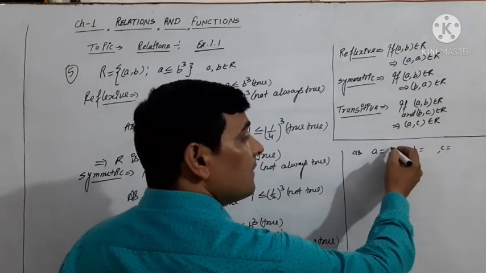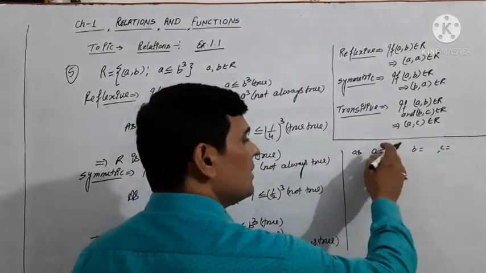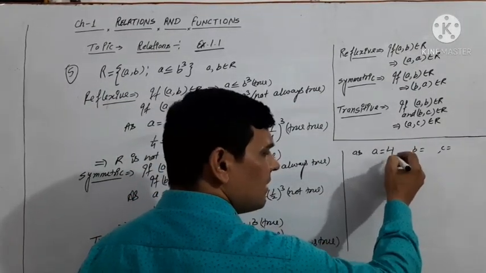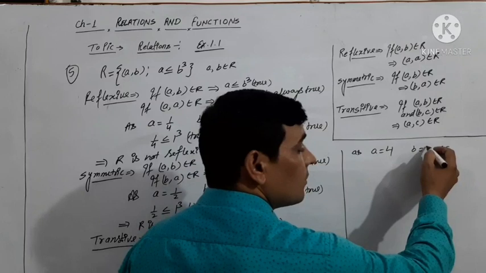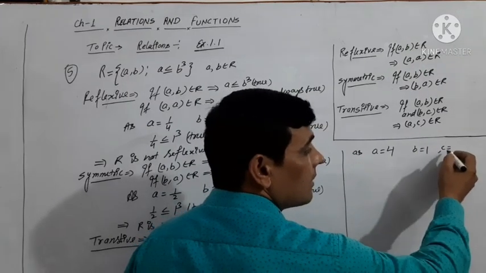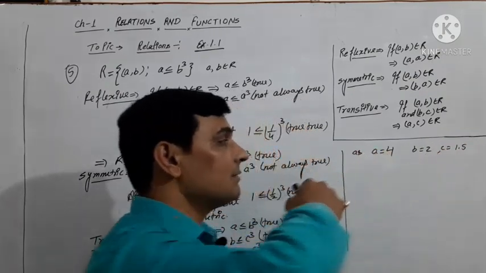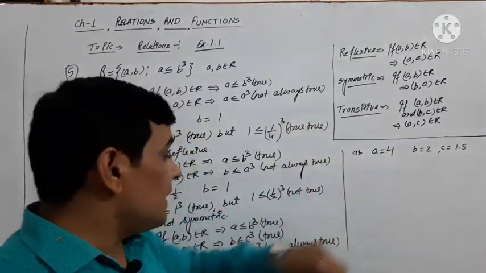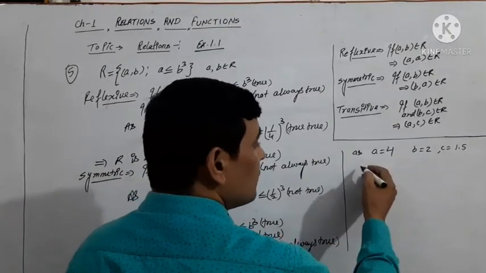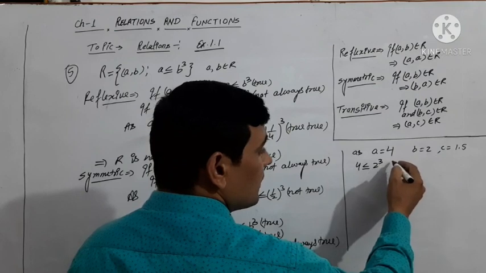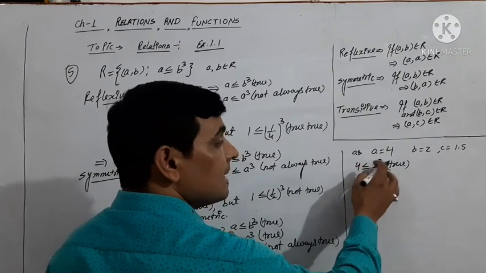Suppose the value of a is 3, or we may take 4 or 5. Any other number? a equal to 4, b equal to 2 and c equal to 1.5. We are taking b equal to 2 because otherwise one condition will not be valid. Now we are checking one by one all these three conditions. a less than or equal to b cube: 4 less than or equal to 2 cube. This is true, as 2 cube is 8, so 4 is less than 8.